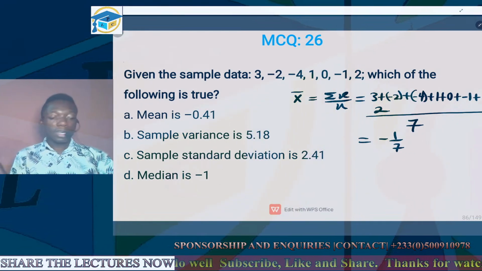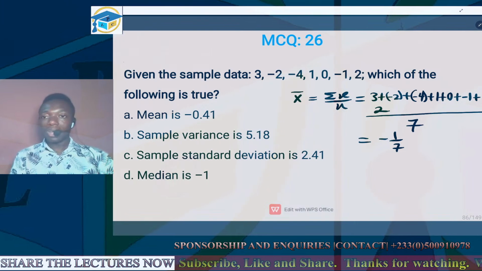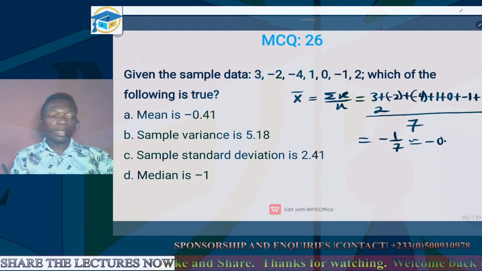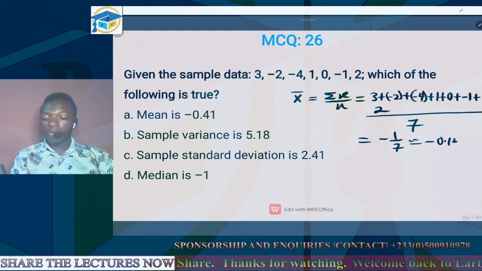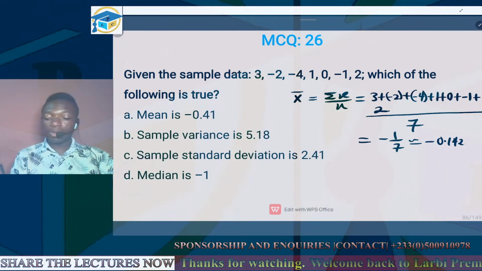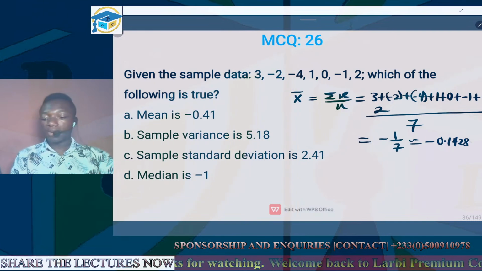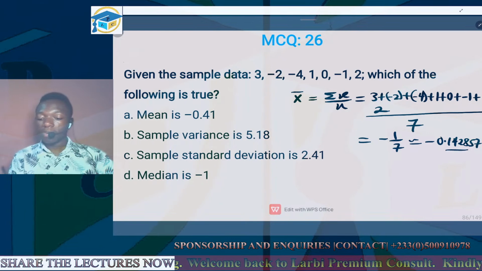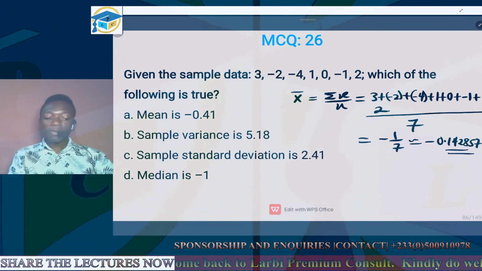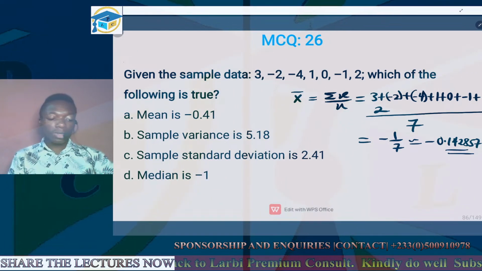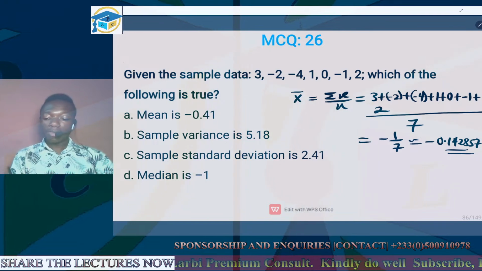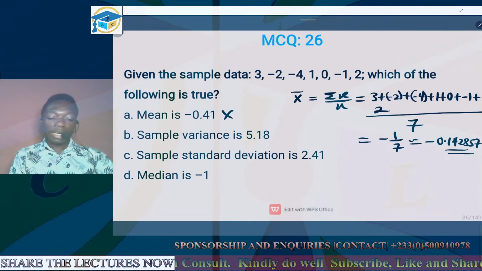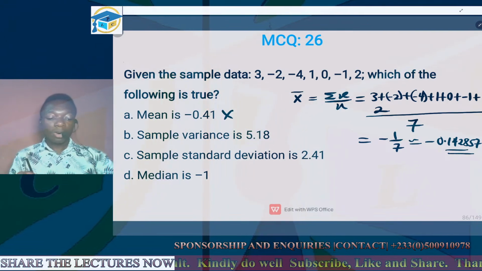To compute this in decimal form, you're supposed to get negative 0.14285714. That is what I got, 142857. So that is the first part. Do you have the mean equal to -0.41 as you computed here? It means that the mean option is out. It's not true for this data, so the mean is crossed out.